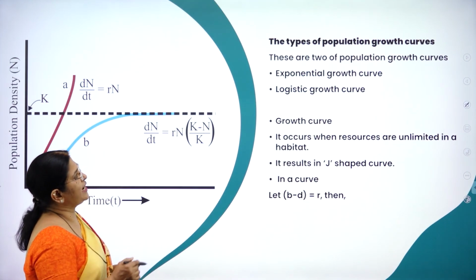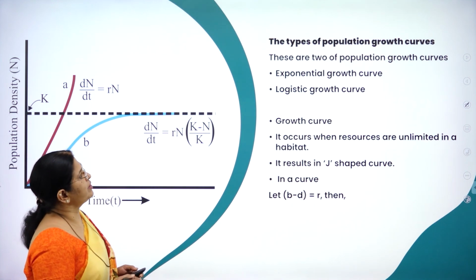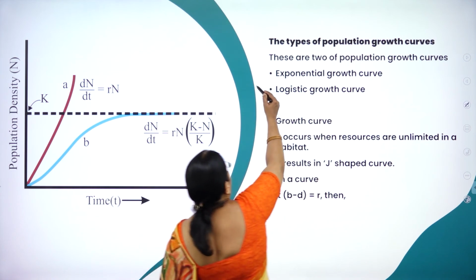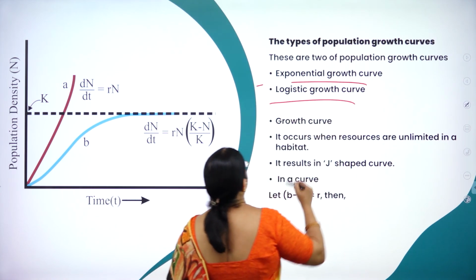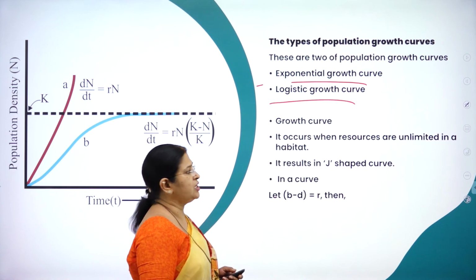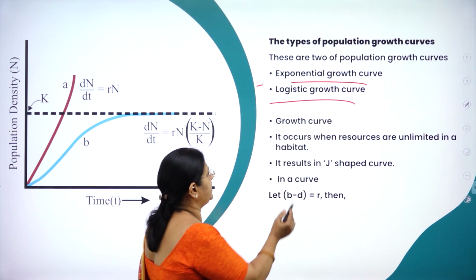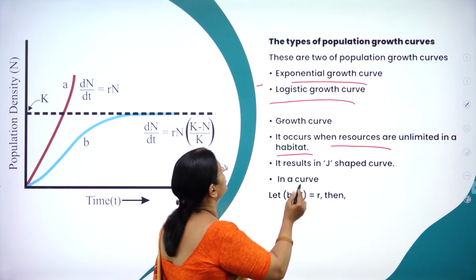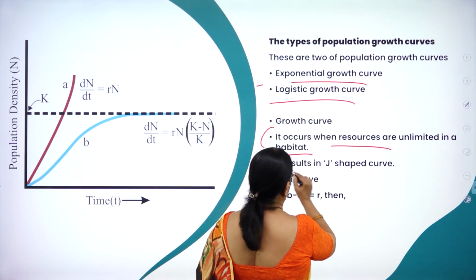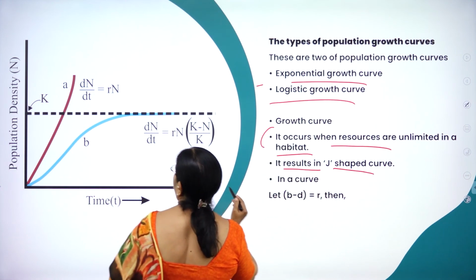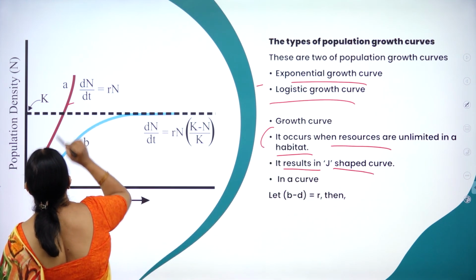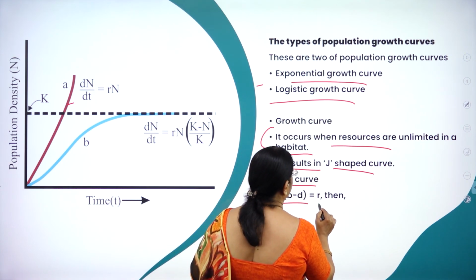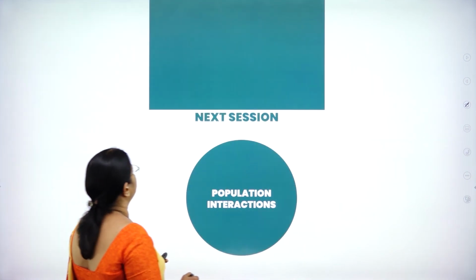So the types of population growth curves we come across: there are two. One is called the exponential growth curve and the other one is called the logistic growth curve. The exponential growth curve occurs when resources are unlimited in a habitat. It results in a J-shaped curve. Here you can see the J-shaped curve, and here you can see B minus D is equal to r, right?